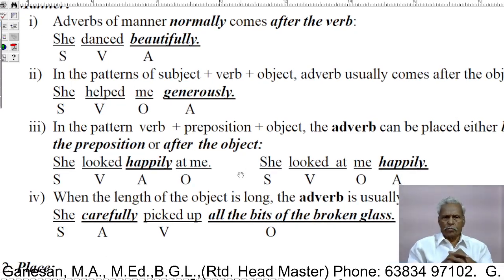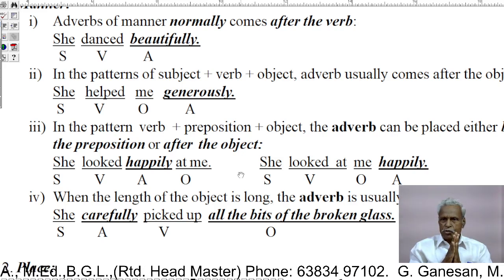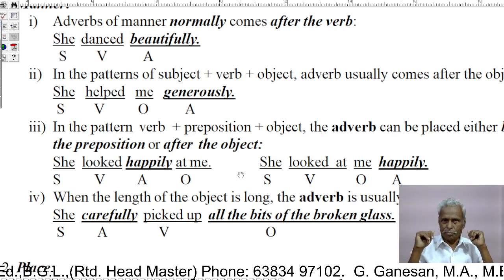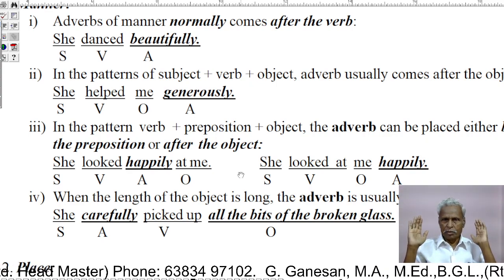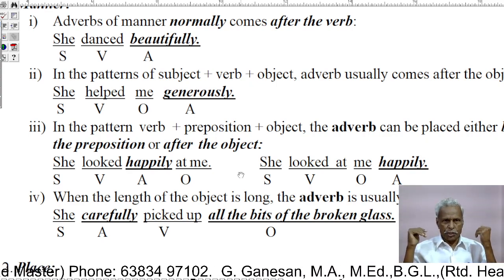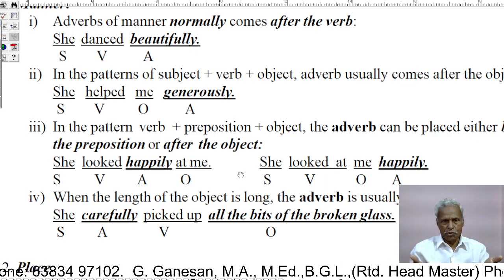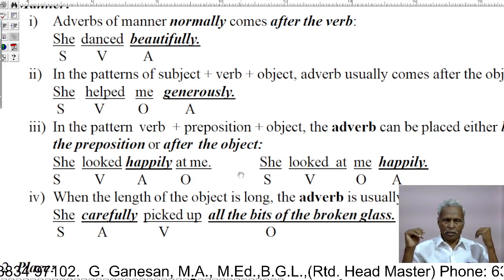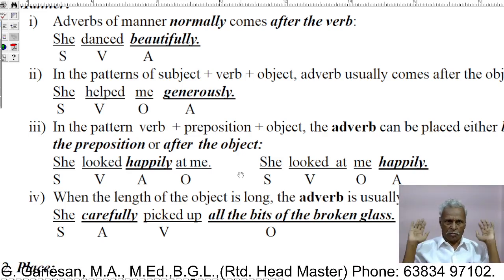In the pattern of subject plus verb plus object, the adverb usually comes after the object. She helped me generously. Me is the object, and generously comes after it.